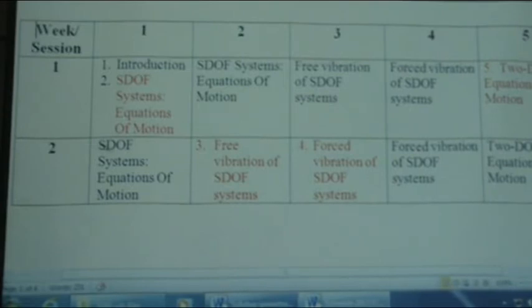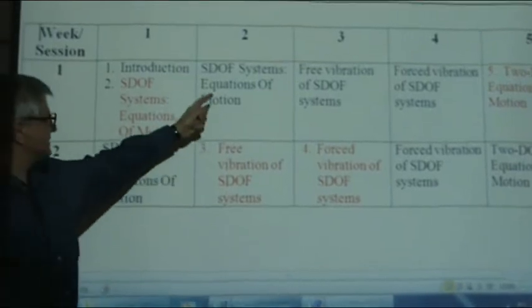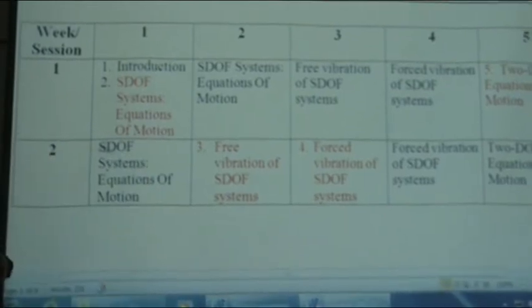We'll see how to derive the equations of motion. Again, an equation of motion is a differential equation that relates the force to the displacement of the single degree of freedom system. So it's an equation that involves derivatives of the displacement, first and second derivative plus the displacement itself. And this will take us 3 class sessions. So this will be the first week plus the first session of the second week.